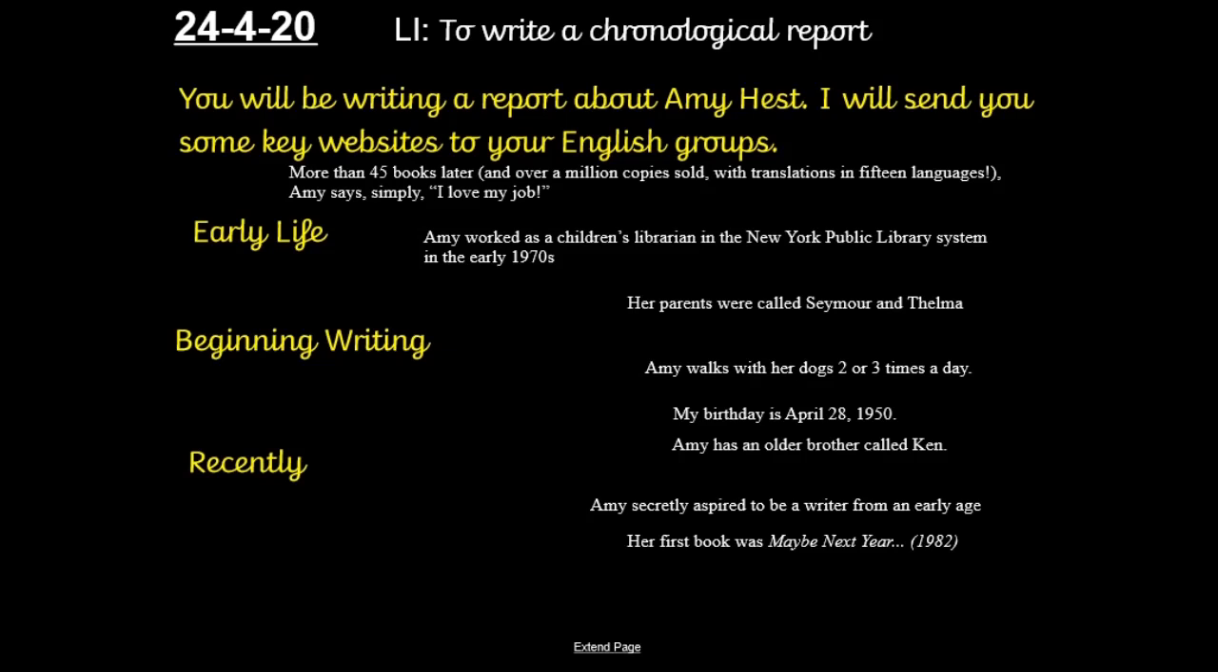Now then, you'll be writing a report about Amy Hess, the author of When Jessie Came Across the Sea and Mr. George Baker. Now, if you want a little challenge, you could write about your favourite author. That could be J.K. Rowling, it could be R.L. Stein, Malorie Blackman. It's up to you.